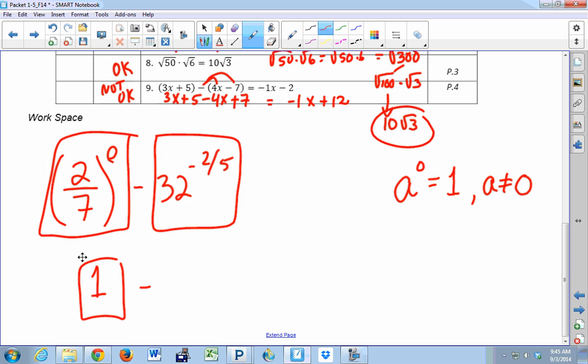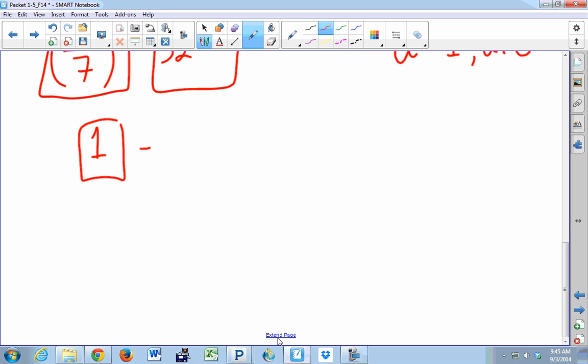And now we've got to deal with this thing called 32 to the negative 2/5. There's a lot going on here. This is usually the part that most students need more review on, these fractional exponents. If you're having trouble with these, that should be where you focus in P3. Do a few more of these problems, maybe even more than I gave you for homework, till you get them down. There are 3 things going on here.